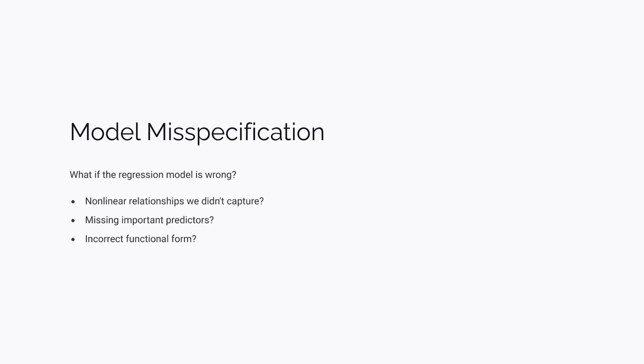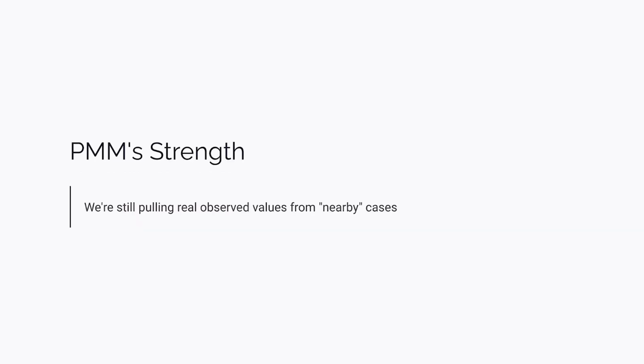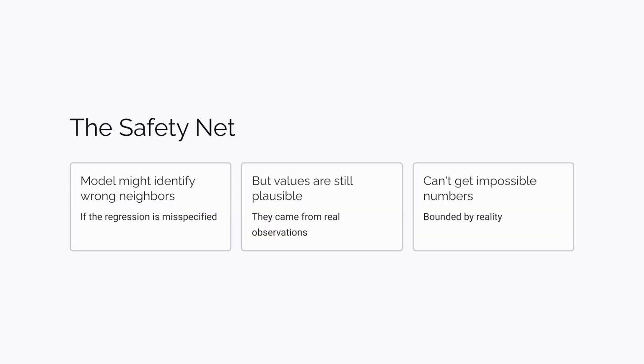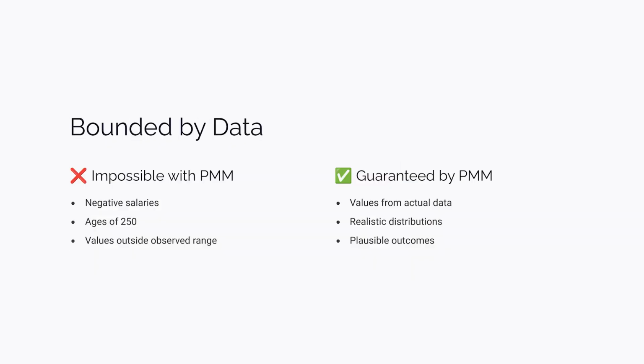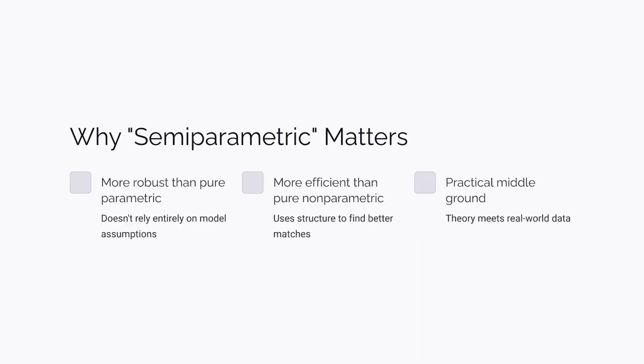What about model misspecification? This is a PMM strength. Even if your regression is wrong, nonlinear relationships, missing predictors, you're still pulling real observed values. You won't get impossible values like negative salaries. The observed data bounds you. This semi-parametric property is why PMM is robust in practice, even when the underlying model isn't perfect.